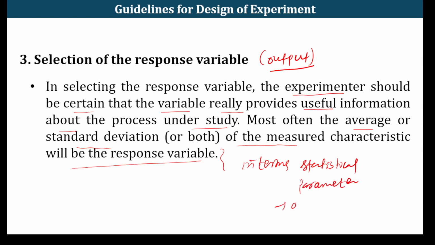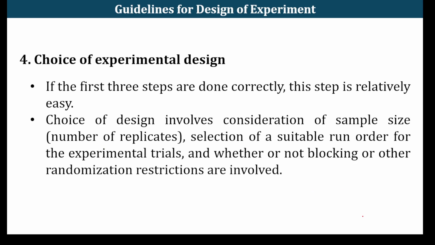Let's say our output is effectiveness. Effectiveness means, let's say, how much average increment in the effectiveness, or how much standard deviation from the existing medicine they have. So we have to define it even in terms of a statistical parameter itself. Then choice of experimental design. If the three steps are done correctly, this is going to be very easy.